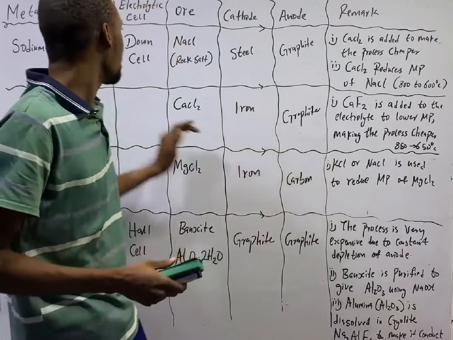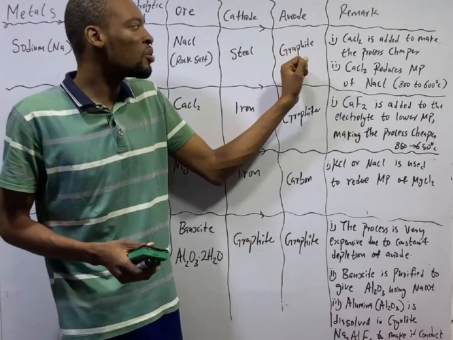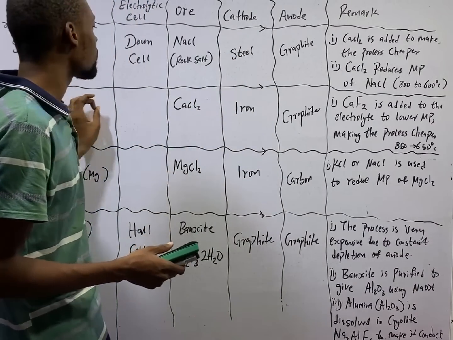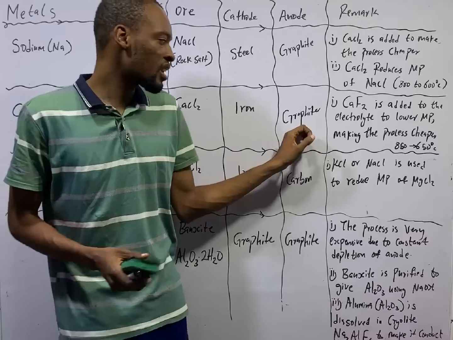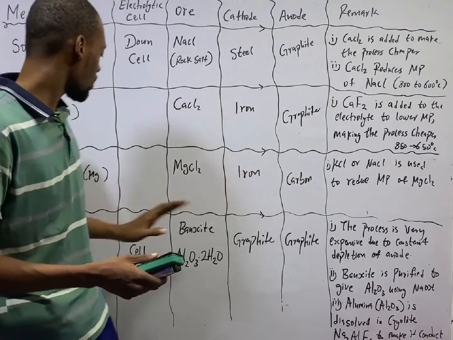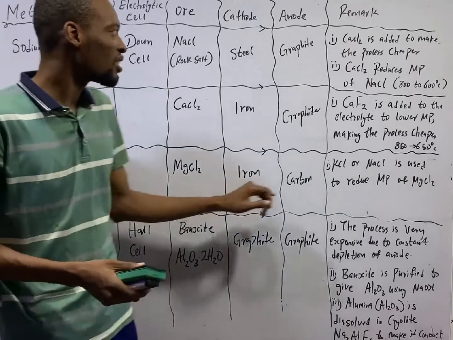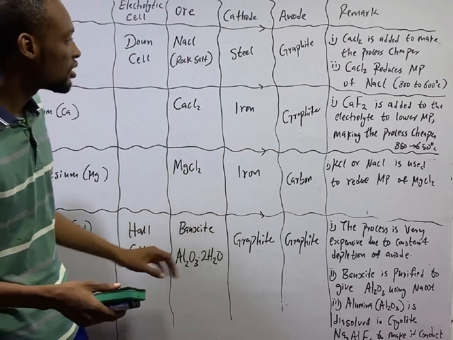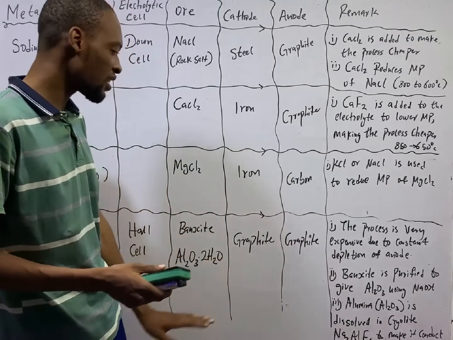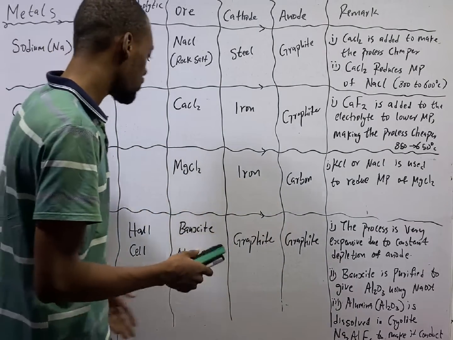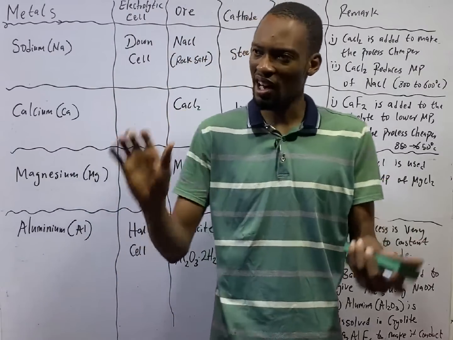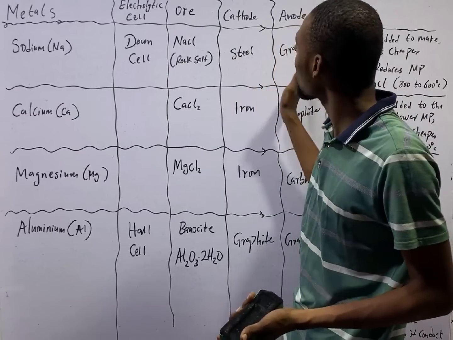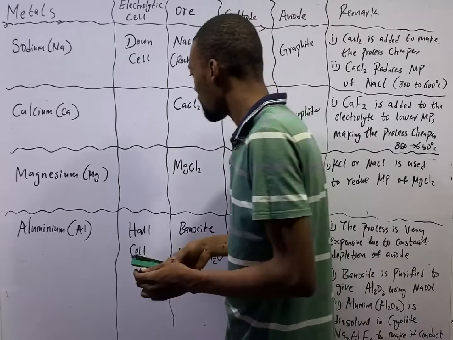But for knowledge, in Down cell, the anode is graphite and the cathode is steel. In extraction of calcium, the anode is graphite and the cathode is steel. For extraction of magnesium, the anode is carbon and the cathode is iron. For extraction of aluminium, the anode is graphite, the cathode is graphite. I think this one is simple and you should know it. For aluminium, the cathode and the anode are the same. For sodium, the cathode is steel, and the anode is graphite.